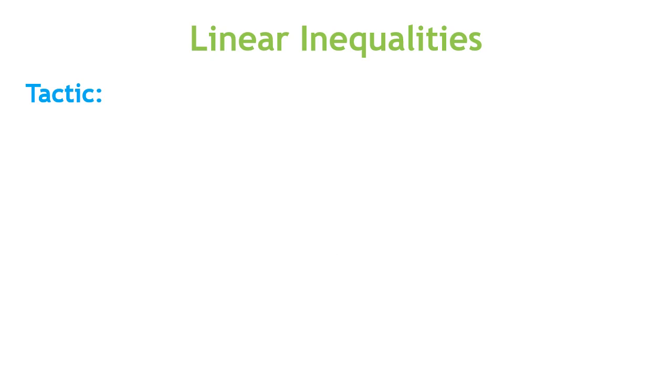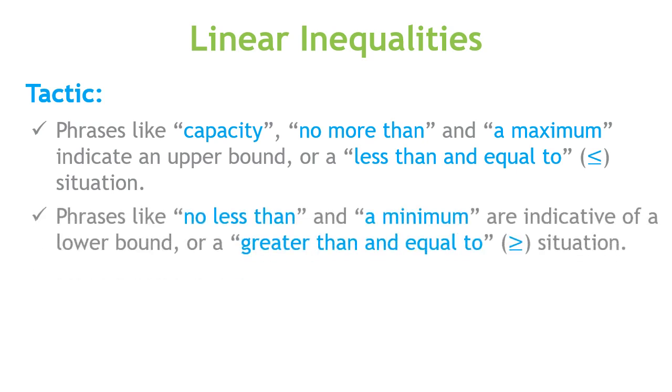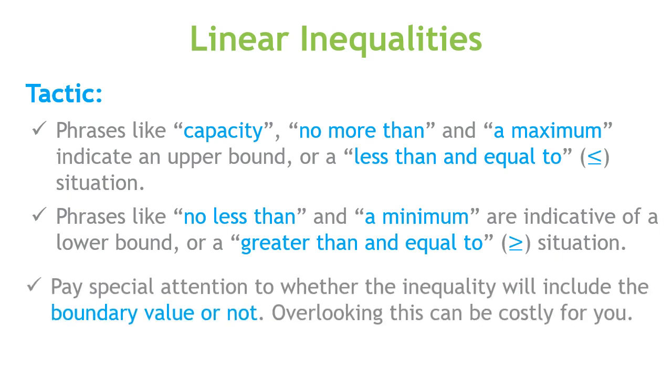Tactic. Phrases like capacity, no more than, and a maximum, indicate an upper bound, or a less than and equal to situation. Phrases like no less than, and a minimum, are indicative of a lower bound, or a greater than and equal to situation. Pay special attention to whether the inequality will include the boundary value or not. Overlooking this can be costly for you.